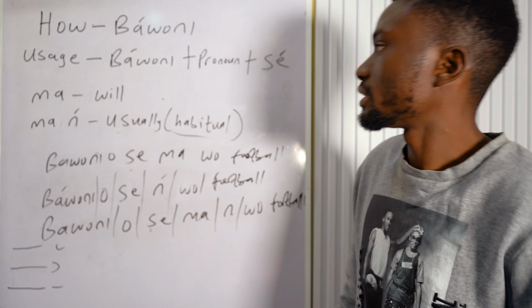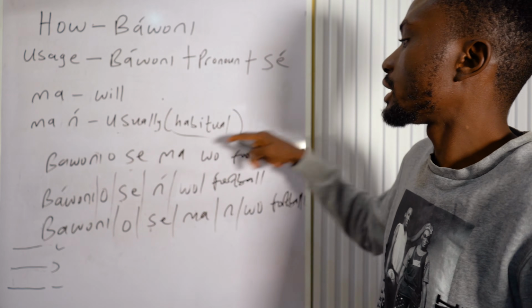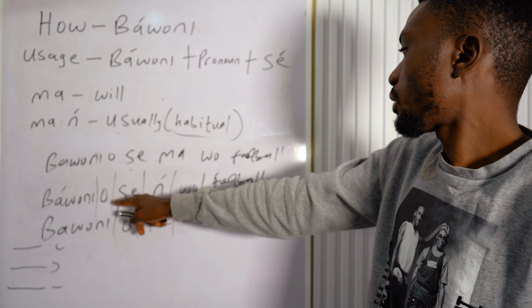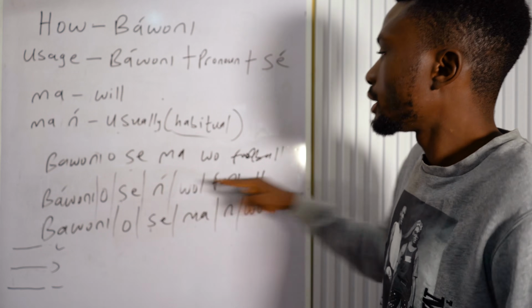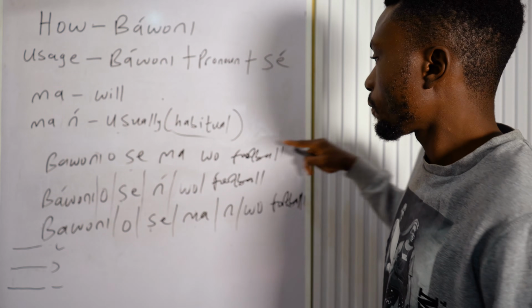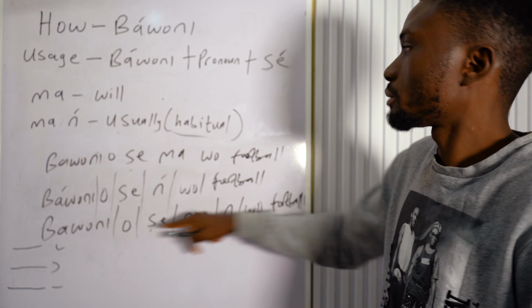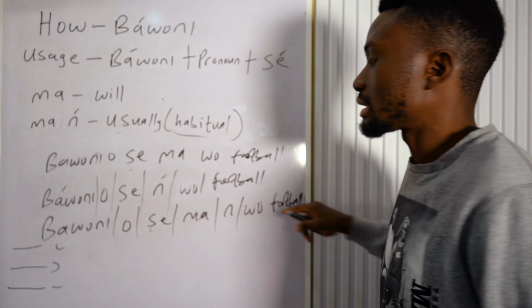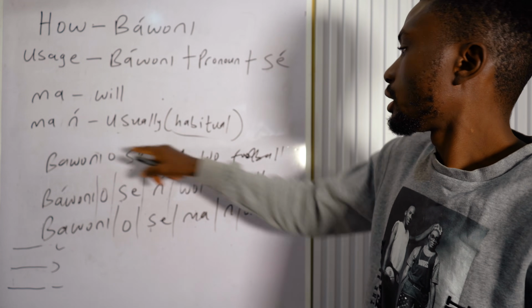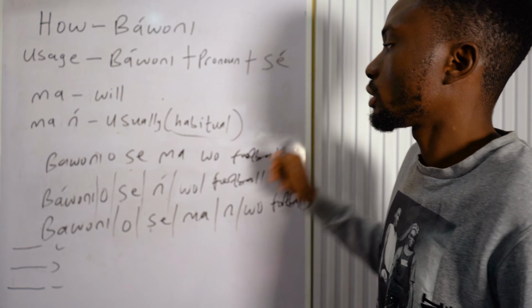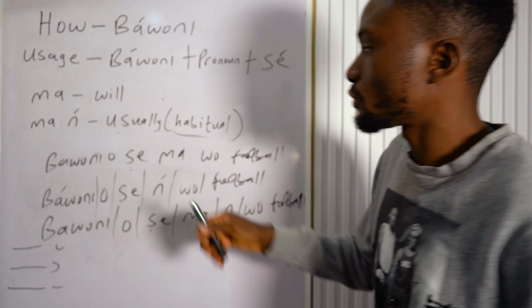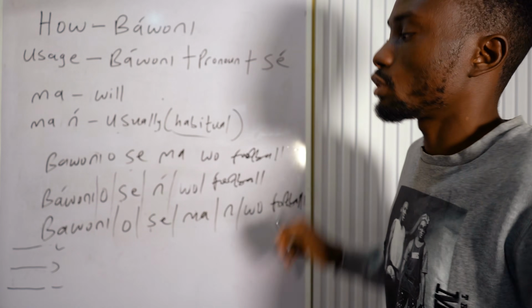So you can see the difference here. This one is, báwo ni o ṣe ń, how are you? This one is, báwo ni o ṣe máa, how will you? Like asking about something that is habitual. But of course, we can also have báwo ni o ṣe wo football, which is, how did you watch football?